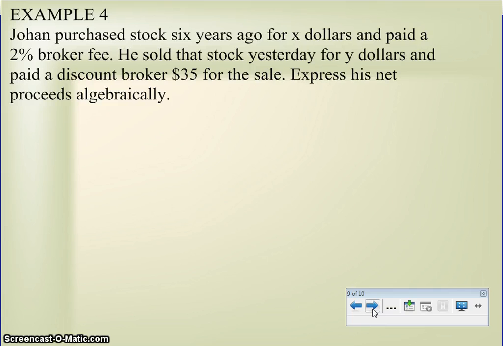All right, example 4. Johan purchased stock 6 years ago for X dollars. He paid a 2% broker fee. He sold that stock yesterday for Y dollars and paid a broker $35 for the sale. Express his net proceeds algebraically. Well, we know that 6 years ago he paid X dollars and a 2% broker fee. So that can be written as 1.02, 1 being the 100% of the cost, 0.02 being the fee, and all of that times whatever he paid for it, which was the purchase price.